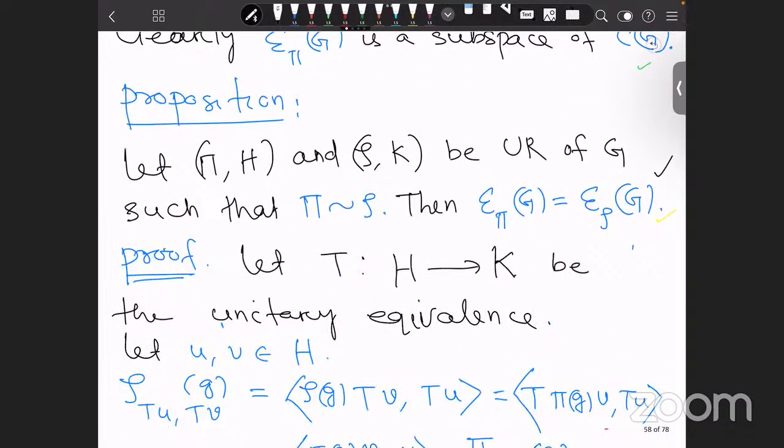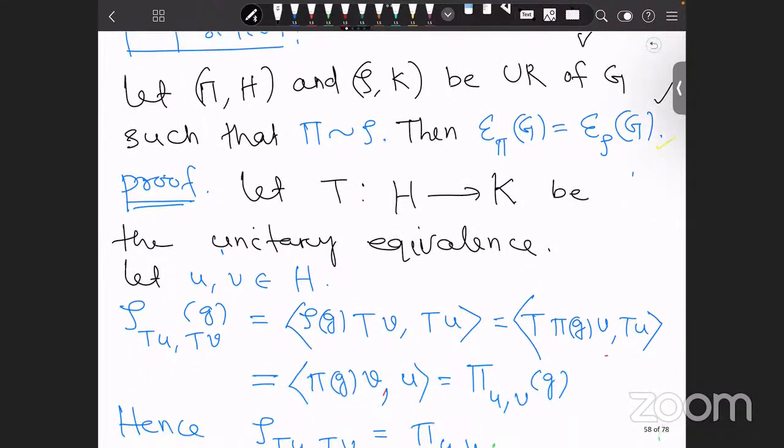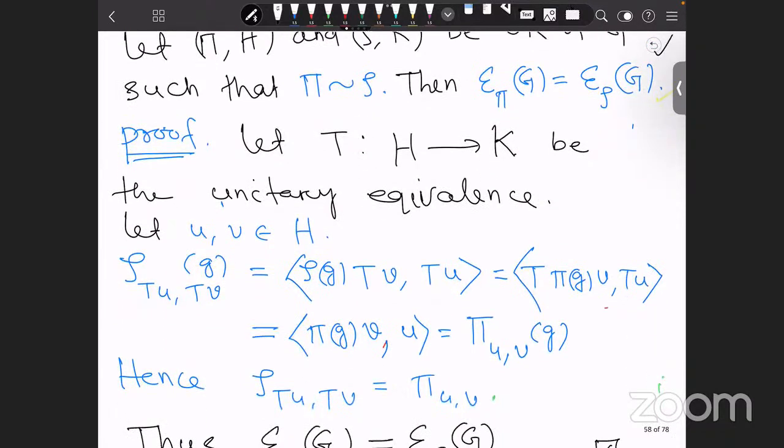Let (pi, H) and (rho, K) be two unitary representations of G, so that pi is equivalent to rho. Then E(pi, G) is equal to E(rho, G). Let T from H to K be a unitary equivalence. Let u, v belong to H. I look at the matrix coefficient of rho at (T u, T v).